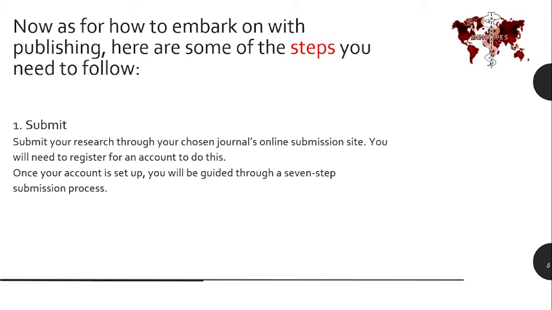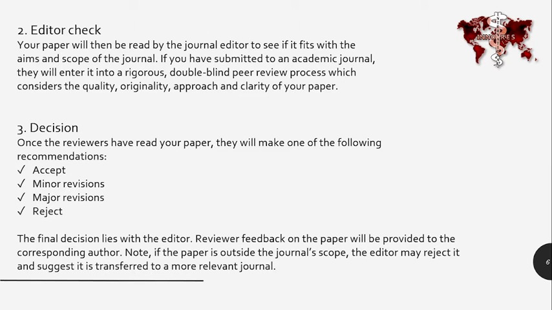Now, as for how to embark on publishing, here are some of the steps you need to follow. First thing you need to do is submit your research. Submitting your research through your chosen journal's online submission site, you will need to register for an account to do this. Once your account is set up, you will be guided through a 7-step submission process.